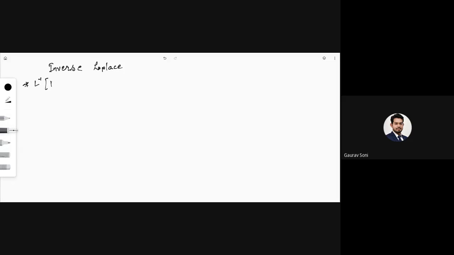Laplace inverse of capital F of s plus a is e to the power minus at, Laplace inverse of capital F of s. The property says that plus a you can remove and simply take the Laplace inverse of f of t. Laplace inverse of capital F of k into s is 1 upon k, f of t by k, where f of t will be the Laplace inverse of capital F of s.